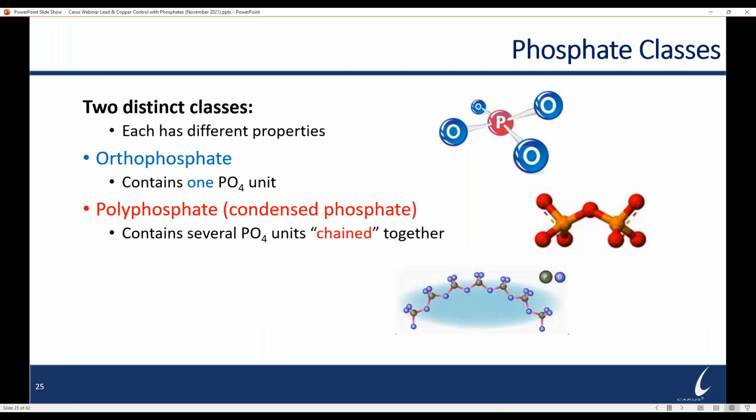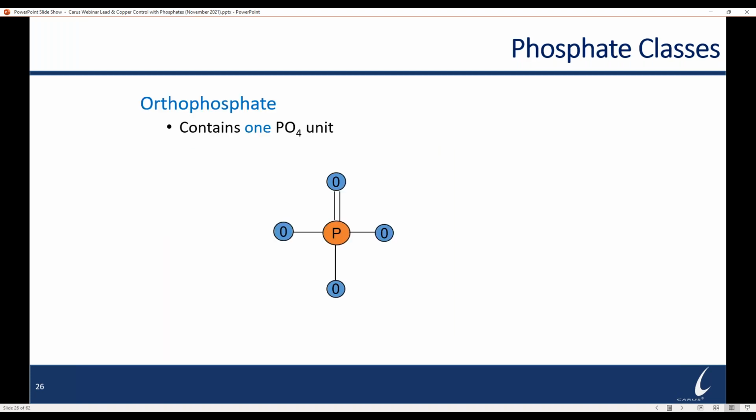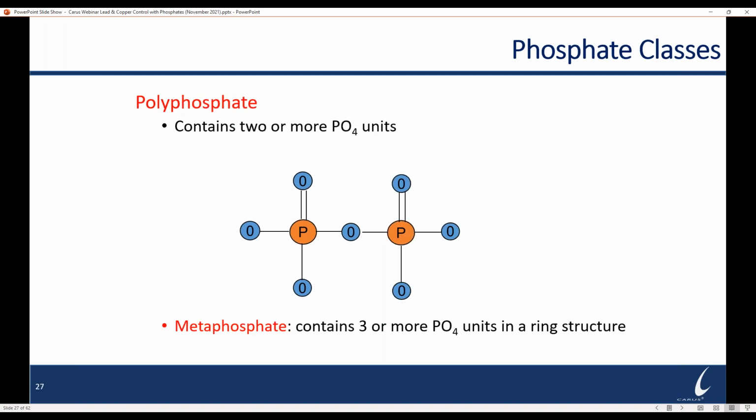So when we talk about phosphate products, there's 2 distinct classes. There's orthophosphate, which is 1 PO4 unit by itself, and there's polyphosphate, also sometimes referred to as a condensed phosphate, which contains several PO4 units chained together. In the case of orthophosphate, that 1 PO4 unit, this is what we typically think of for corrosion control. In the case of a polyphosphate, it may be as simple as 2 or 3 or 4 PO4 units in a straight chain. These are typically very good at sequestering iron and manganese.